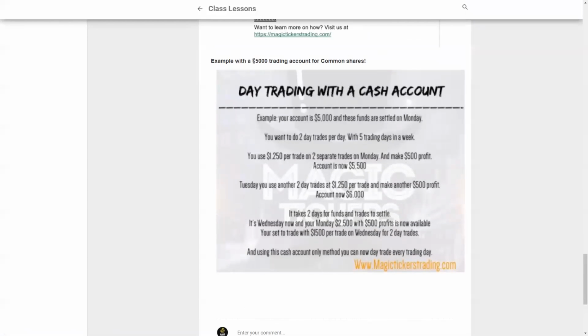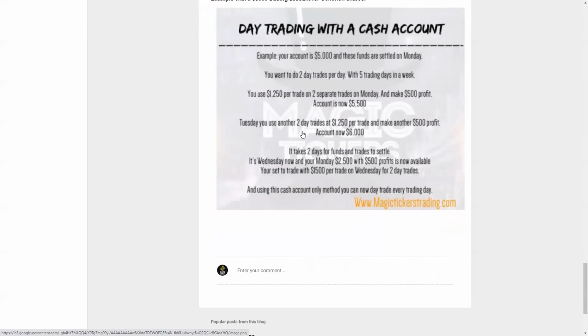Also, I've got this example with a $5,000 trading account for common shares instead of options. Okay, maybe you guys don't want options or have anything to do with options. Here's an example with $5,000, and these funds are settled on Monday. You want 2 day trades per day with 5 trading days in a week. So let's say you use $1,250 per trade on 2 separate trades on Monday, and you make a $500 profit. So you're using $2,500 out of the 5,000. You're splitting it right down the middle on Monday, and your account is now at 5,500 plus the $500 you made in profit. Tuesday rolls around, you use another 2 day trades of $1,250 per trade, and you make another $500 profit. Now your account is at $6,000.